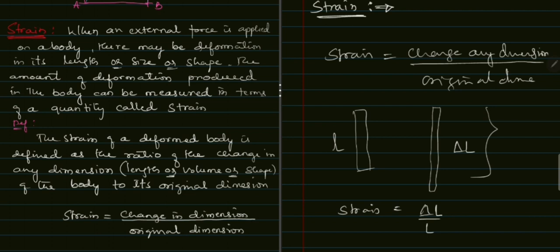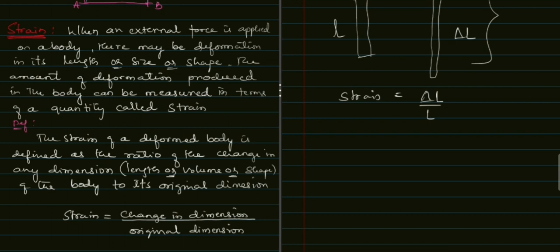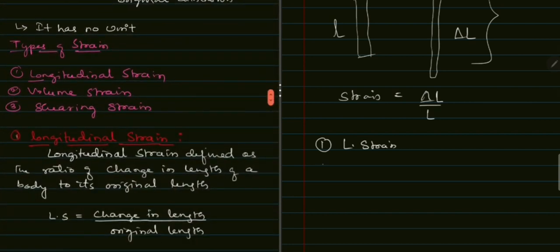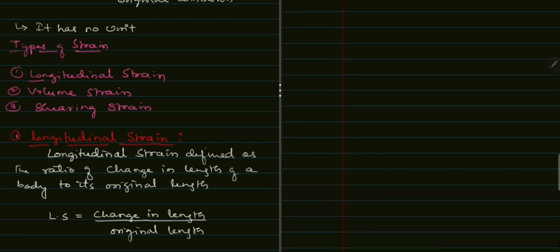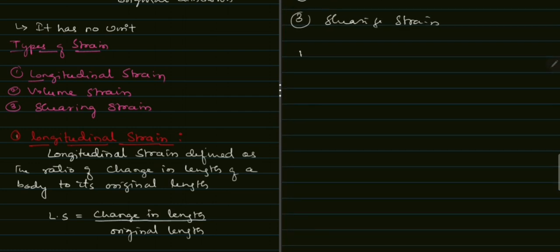So here we get three types of strain. One is longitudinal strain, the second one is volume strain or bulk strain, and the third one is shearing strain. We'll see them one by one. First one is longitudinal strain.